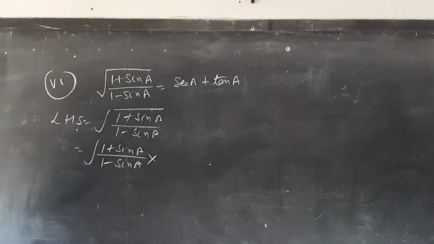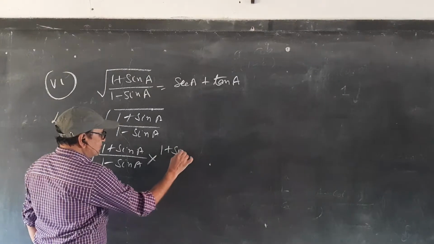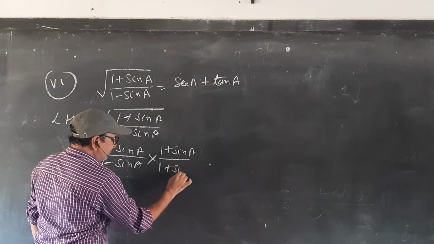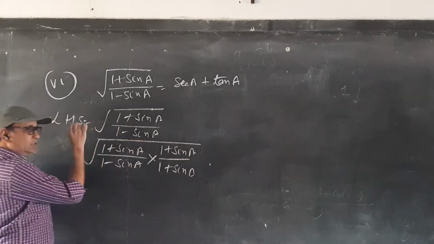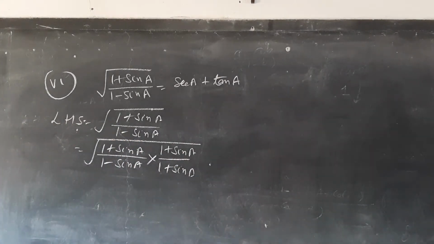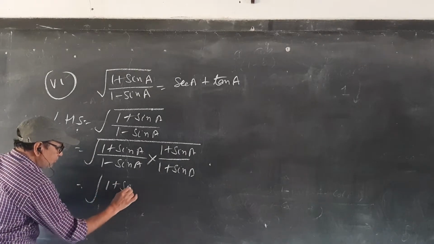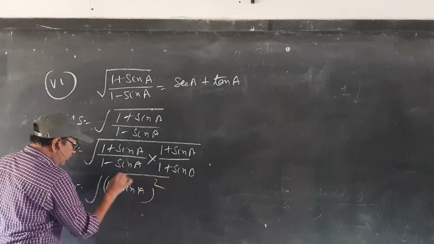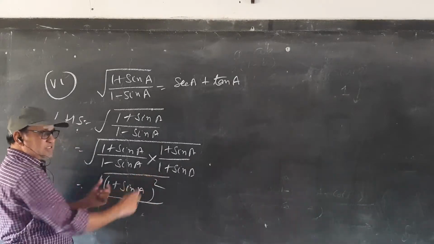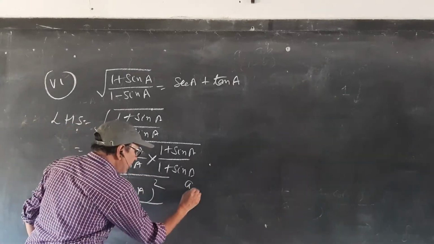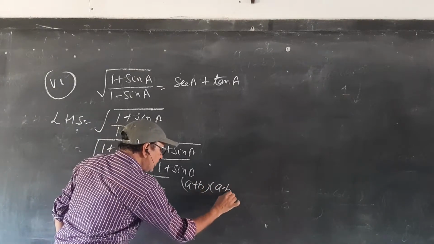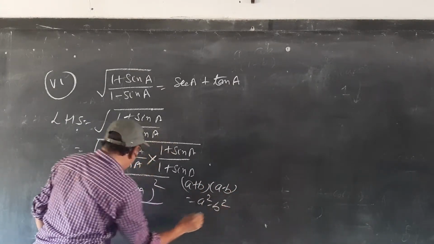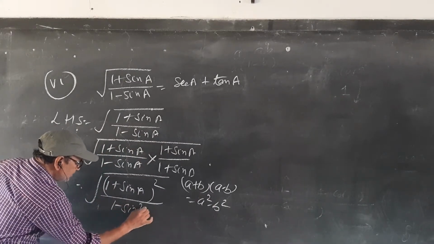What is the rationalization? Multiply by 1 plus sin a upon 1 plus sin a. Right? As it is, the same as you have done in class 9 with rational numbers. Same thing here. So it becomes the whole square of 1 plus sin a, and below, a plus b into a minus b equals a square minus b square. So you can say here 1 minus sin square a.